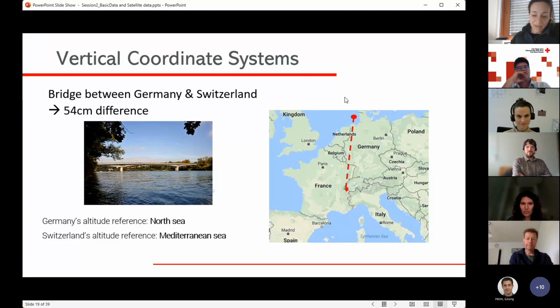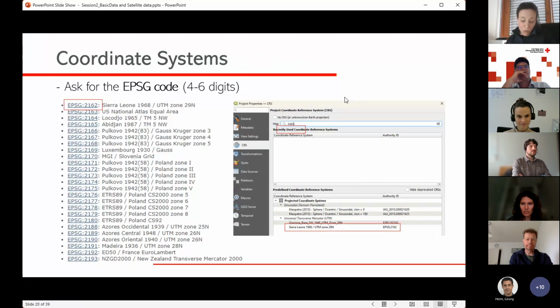But in order not to make it too complicated for you, there is a site where you can look up all the coordinate systems. Each system basically has a code, a so-called EPSG code.